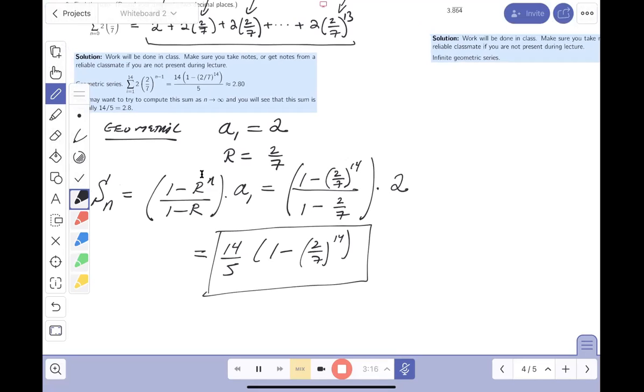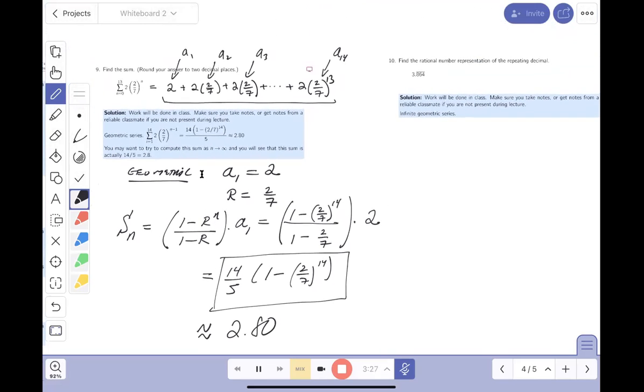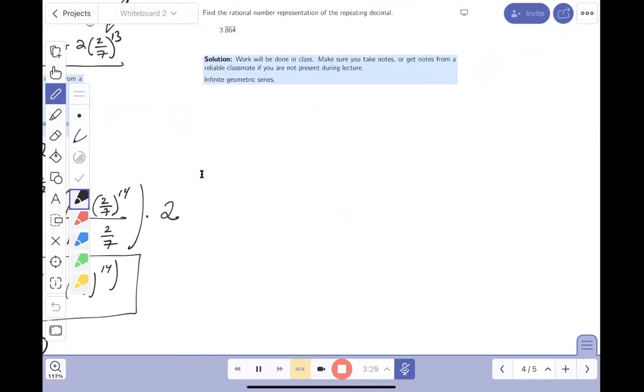However, you should be able to use a calculator and come up with a number approximately 2.80 if you use the calculator. About 2.8, all right? So I'm going to say 9 is done, and I want to go to number 10 now.